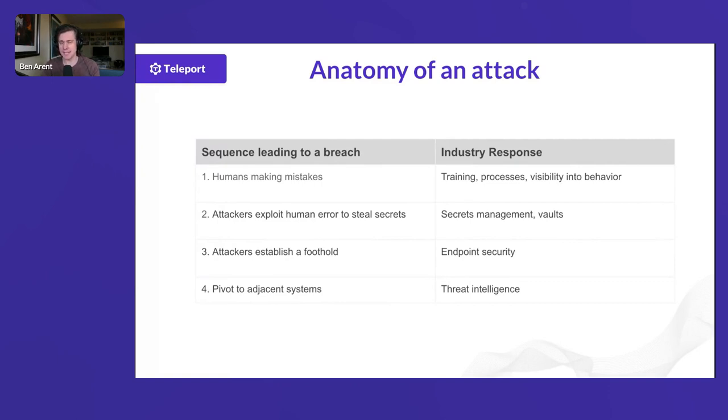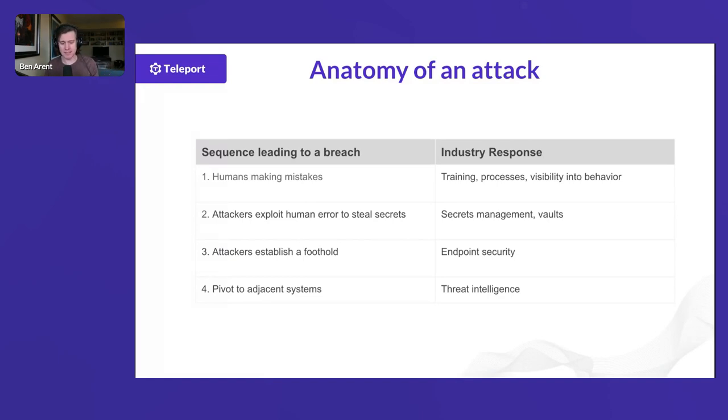A human makes a mistake, you may unwittingly or knowingly make this mistake. In this case, for LastPass, it was installing an outdated version of Plex on the same machine that they used to access production environments. An attacker exploited this error and managed to steal a secret. They got a foothold in their infrastructure and then pivoted to adjacent systems to get access to the keys.